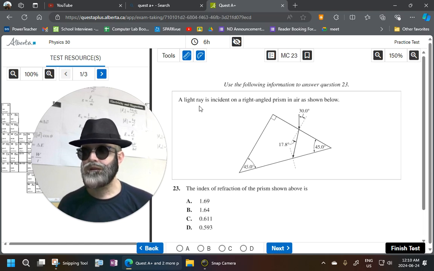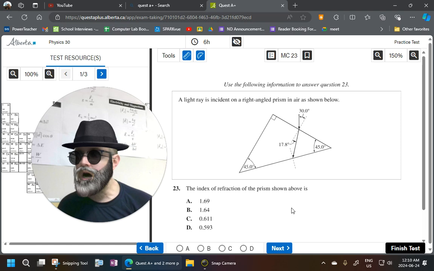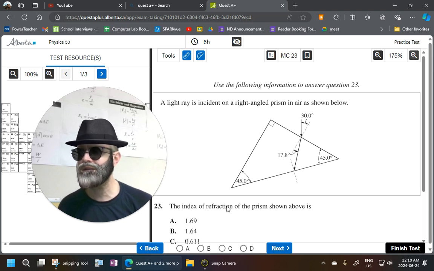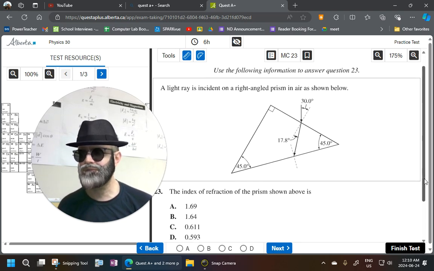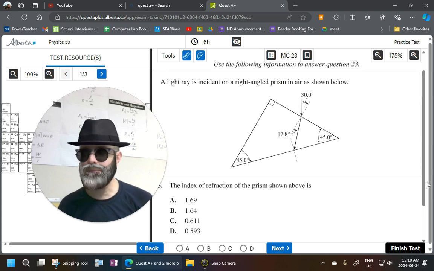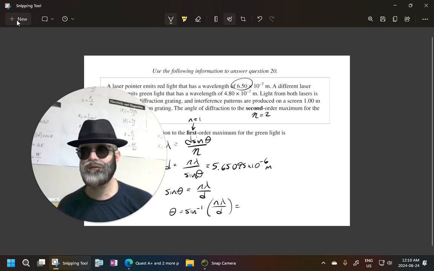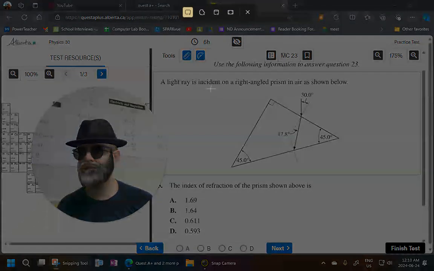Okay. Light incident on a right angle prism here is shown. What's the angle of refraction shown above? The index of refraction. I'm assuming this is in air. That's good. Okay, so this is a question we can do mathematically. It's not like the other one that was almost literal BS. Okay, so to figure out the index of refraction, if we know this is air out here, we just set up Snell's law.